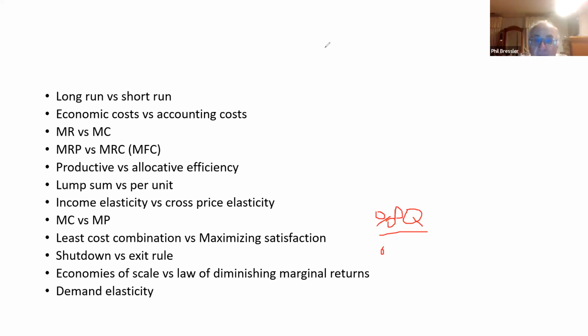The least cost combination, that's the marginal product of labor over the price of labor equals the marginal product of capital over the price of capital. And the least cost and the maximize, you're always increasing the bigger number and decreasing the smaller. Anytime I saw in a question like labor and capital, I mean, the least cost is coming up.